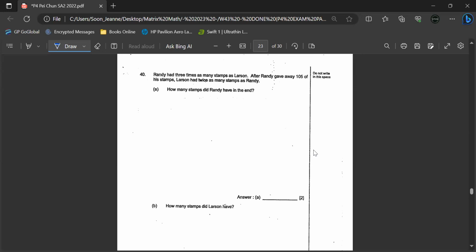So we draw a model. So Randy 3 times, right? So I'm going to write R for Randy and L for Larson. Randy 3 times, so I'm going to draw Randy 3 units.